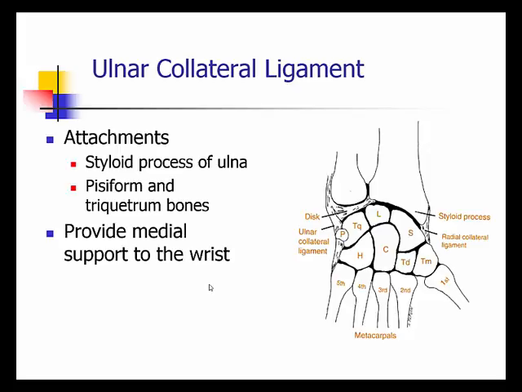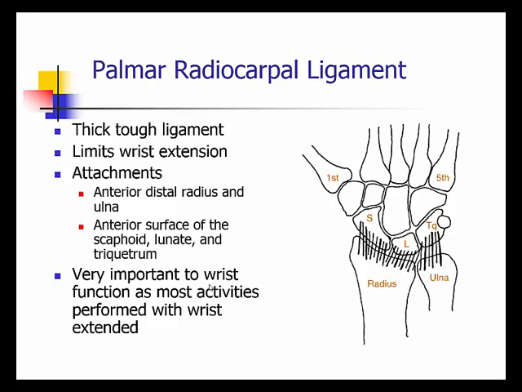The other parts that create that bony block that I talked about before are the radial styloid process and the scaphoid bones here, which you can kind of see on that picture. Alright, then we have the palmar radiocarpal ligament. It is a thick, tough ligament in the palm of your hand. It limits wrist extension, and its attachments are the anterior distal radius and ulna, and the anterior surface of the scaphoid, lunate, and triquetrum. It's very important to wrist function, as most activities are performed with wrist extension.